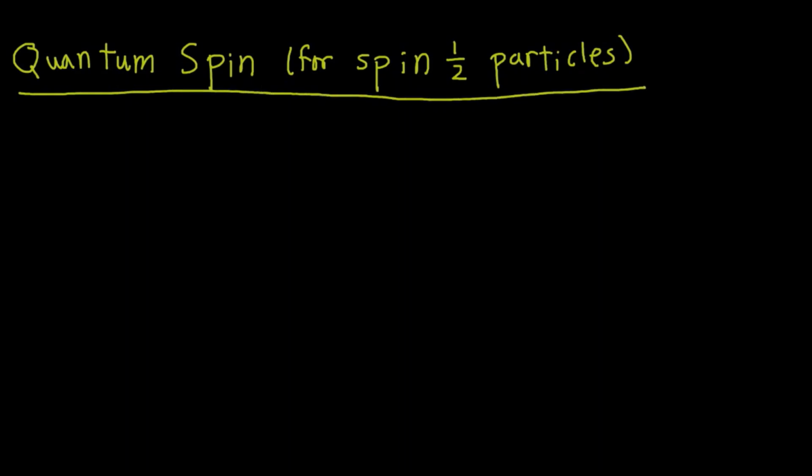Now, the reason I'm making this video is that I find that when people talk about quantum spin, they use many analogies. They say that spin is like the particle is actually spinning, but not really, or that spin is like an angular momentum vector, but not really. They go on and on about what spin is like, but they don't just say what it is.